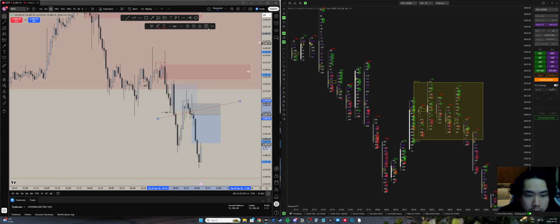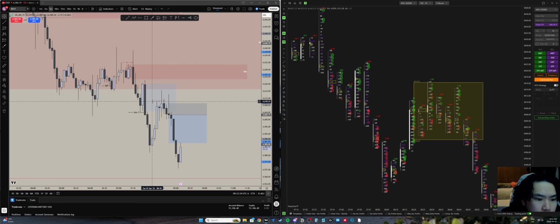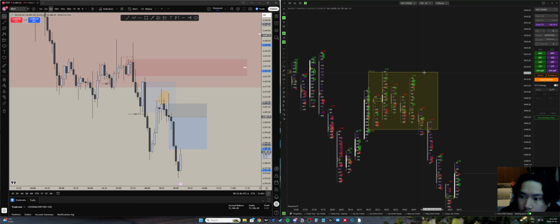I was originally looking for price to tap back into this 15-minute order block, but we're just reacting off of the 4 hour. So our entry model appears: we have a break, liquidity grab, and we've tapped into this order block here. And then simply from there, all I'm looking for on the deep charts is absorption in this area, which is where I have highlighted here.